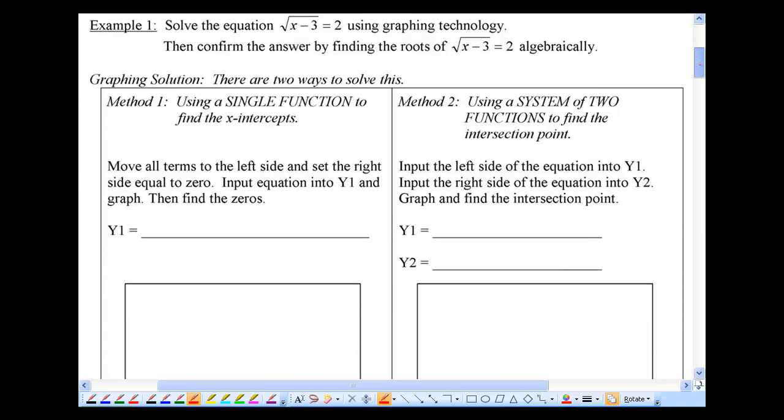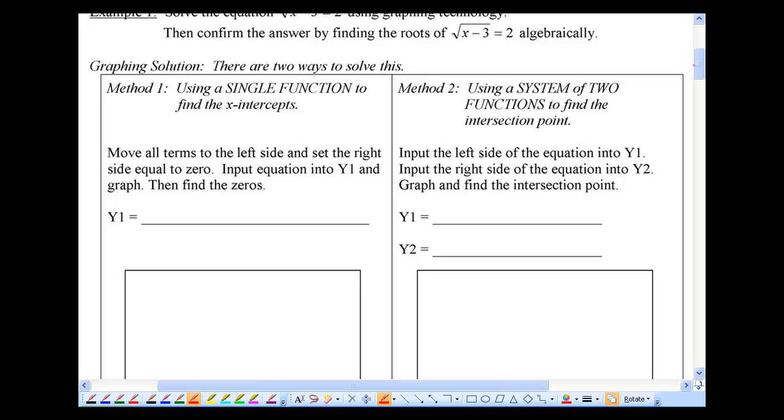To do the graphing method, there's actually two ways of doing it. If you like just one single function, that's method number 1 on the left. If you like solving a system of two equations or two functions, then that's the one on the right. I'll show you both, and you decide which one you like from now on.